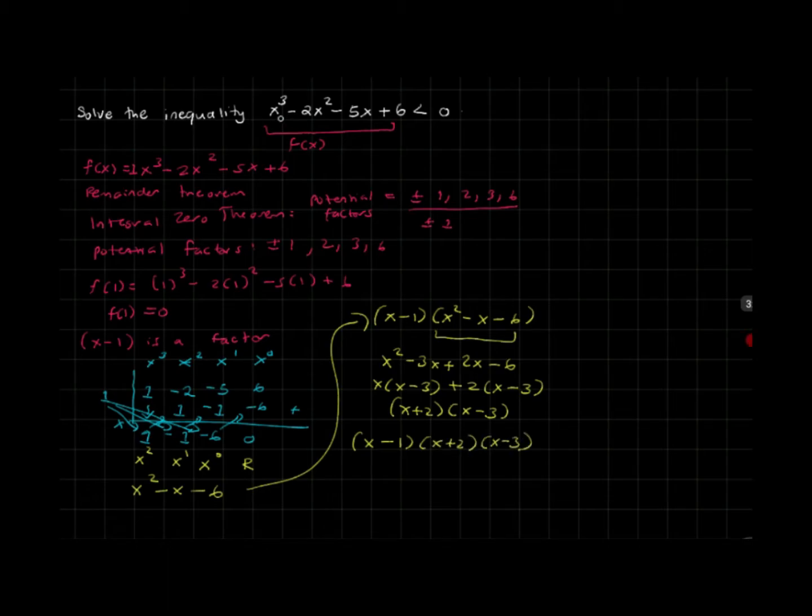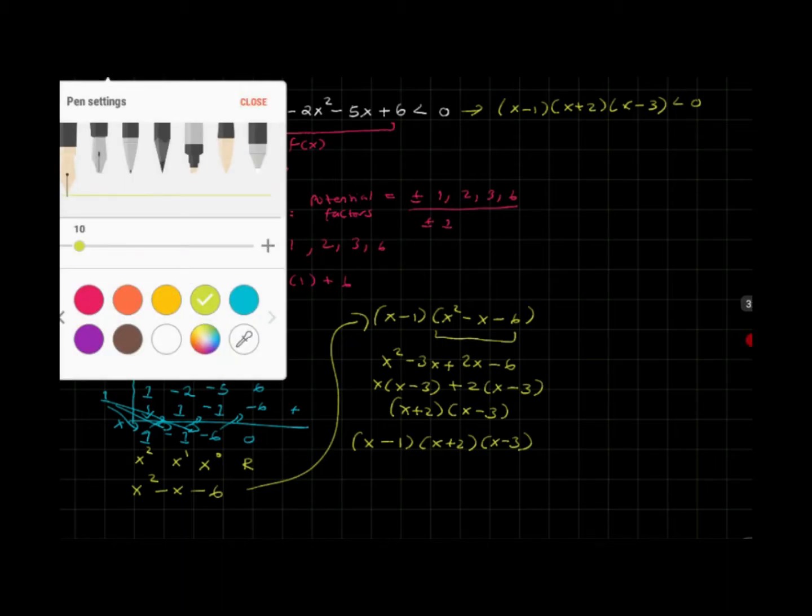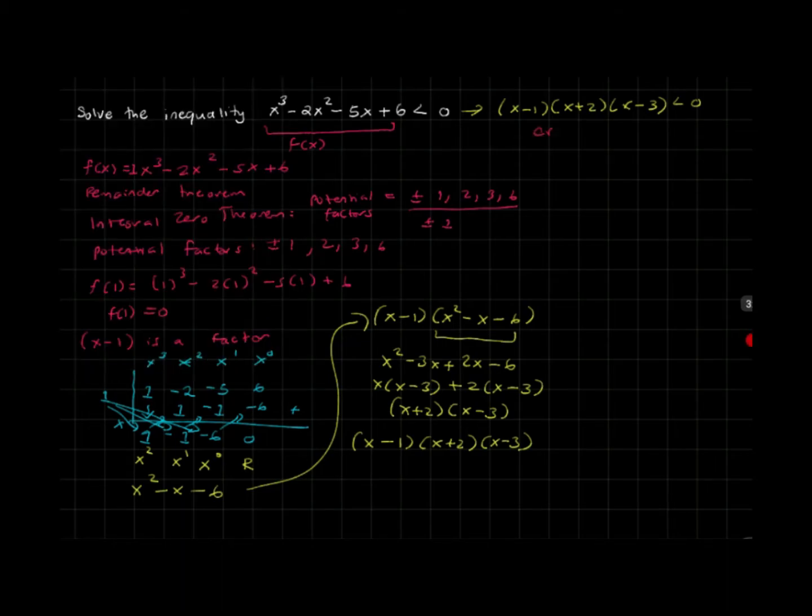And instead of writing this polynomial expression, I'm going to be using this. So now, instead of writing this as my inequality, I'm going to rewrite this as x minus 1 times x plus 2 times x minus 3 is less than 0. Now at this point, what you want to do is find some critical numbers, right? My critical numbers here are going to be 1, negative 2, and 3. Okay, so you have 1, negative 2, and 3.